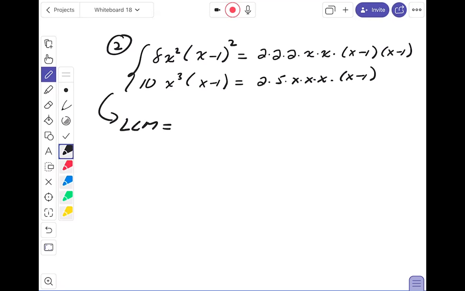LCM, which is the least common multiple. Write the factors down. I see a factor of 2. I see a factor of 5. I see a factor of x. I see a factor of x minus 1. So I recognize those factors.